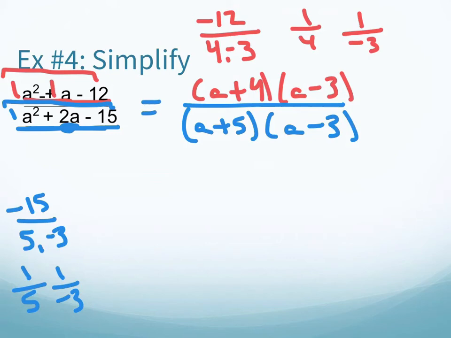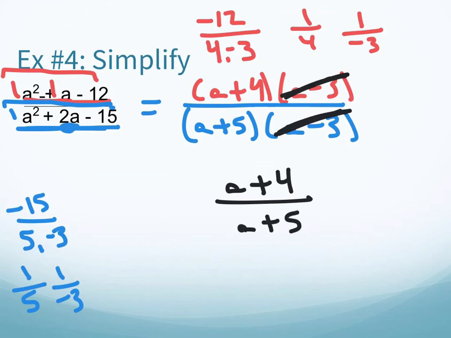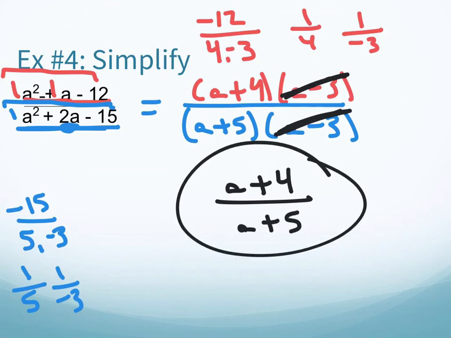And then we'll see if we can cancel. So we have an a minus 3 in the numerator and an a minus 3 in the denominator, which cancels out. So that leaves us with a plus 4 in the numerator and a plus 5 in the denominator, and that is our final answer.